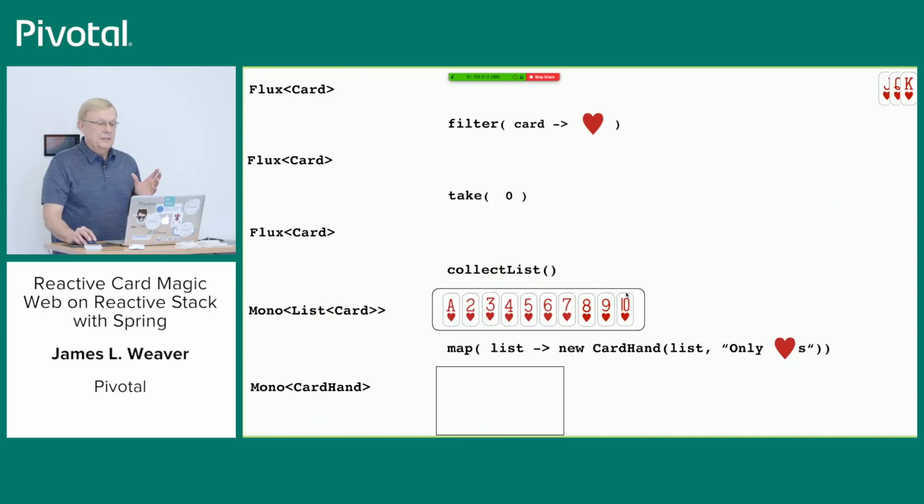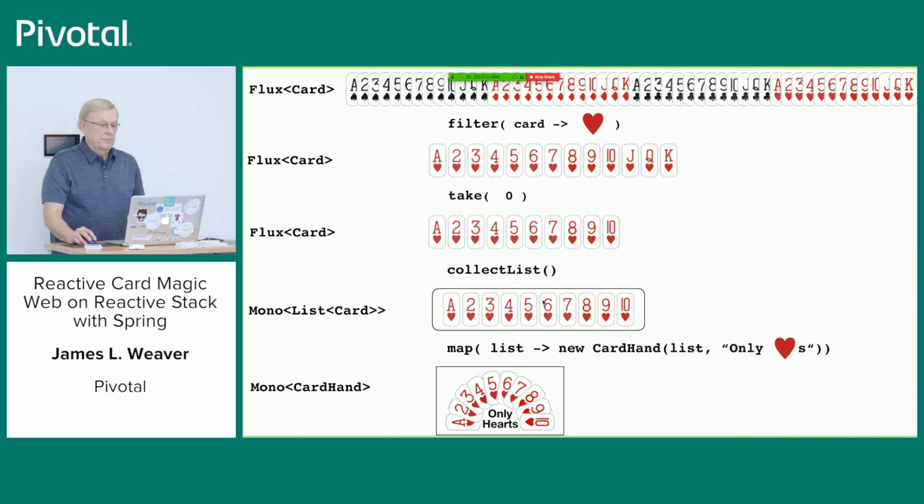And it's going to send a cancel upstream, which is going to get propagated all the way to the publisher. And so we'll see these disappear. But also, once it's collected the list, it's going to send an on complete downstream saying, okay, I'm complete, now we can proceed. And so these disappear, and we completed, and so then the map was able to finish, and now we have our mono of card hands.